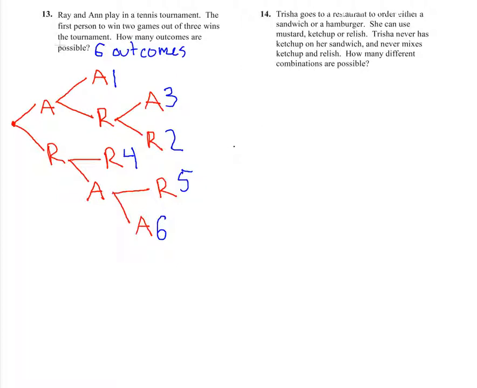If you start at the point at which she goes into the restaurant, from there you have 2 places that you can go. She can either order a hamburger or a sandwich. Let's just focus on the sandwich for now. One of the restrictions is that Trisha never has ketchup on her sandwich. So immediately you know that if she orders the sandwich, she can put on either the relish or the mustard. And then let's say she puts on relish, she could also put on mustard. And if she puts on mustard, she could also put on relish. So another combination is mustard and relish.